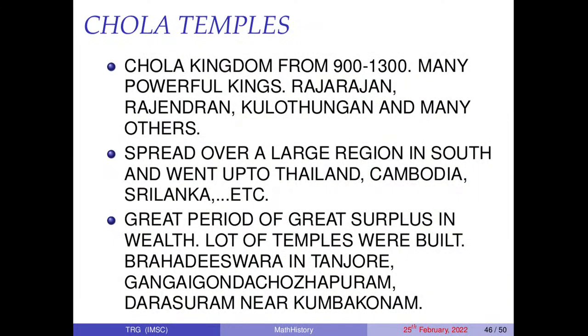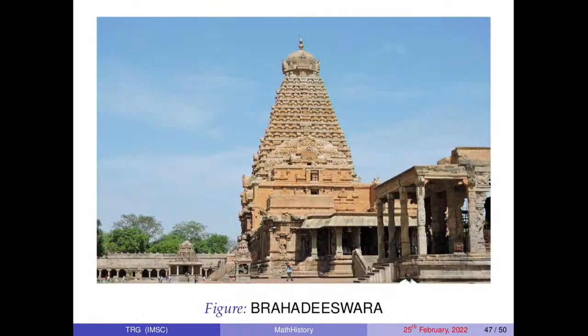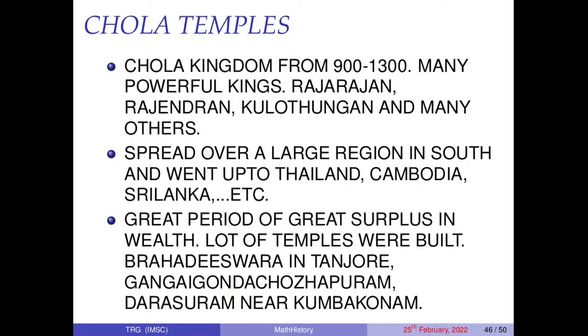The next question is my favorite thing. The Chola kingdom from 900 to 1300 AD. It also matches with several advances and a flourishing culture in several places, including South India. There were many powerful kings: Rajaraja, Rajendran, Kulothungan, who built the Chidambaram temple, and many others. They spread over a large region of South India, and even went up to Thailand.